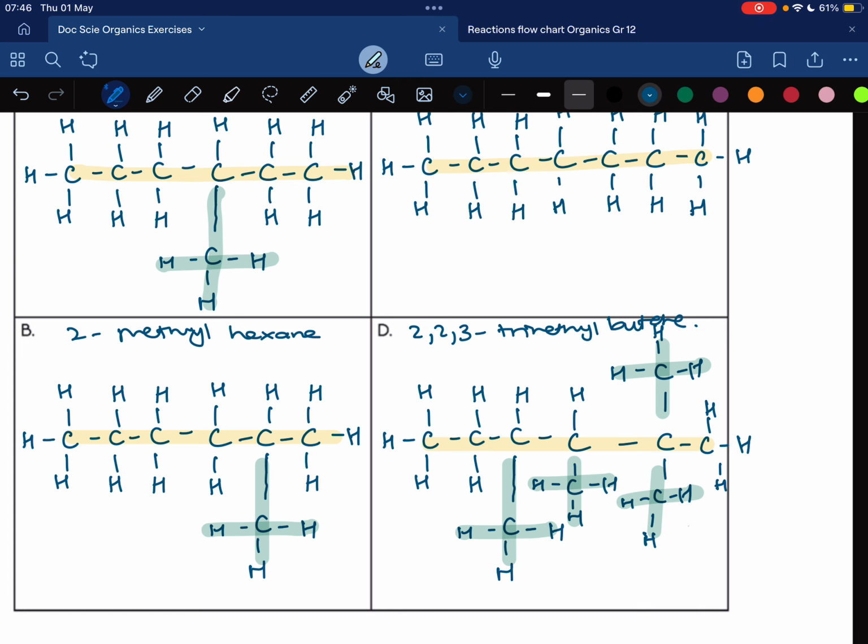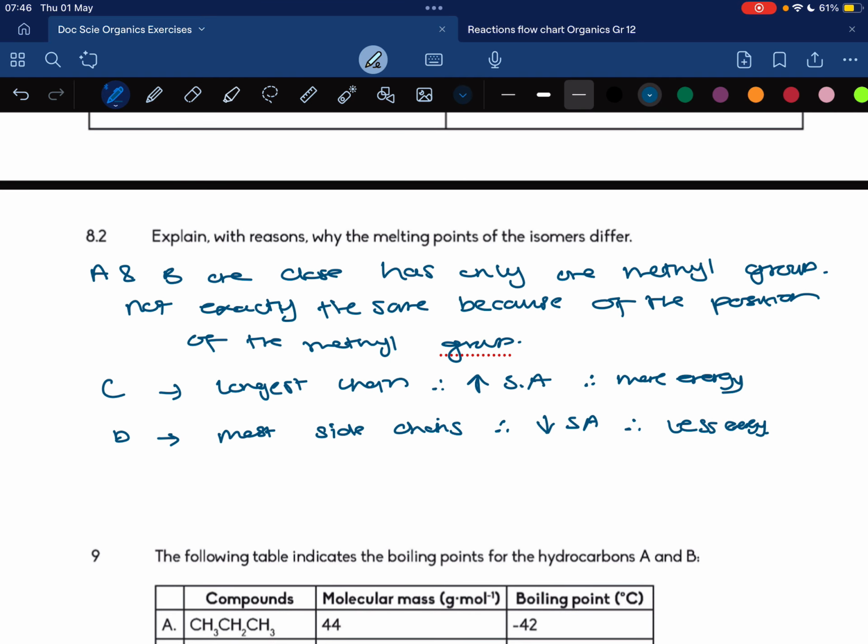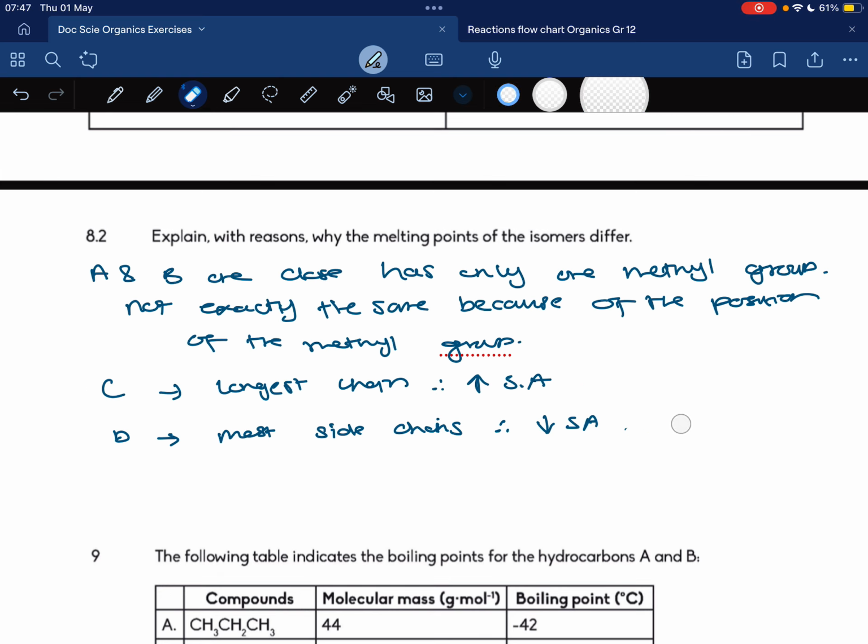And obviously it's the most compact, so it's the most packed in terms of the crystal lattice. So just be careful here, because obviously we're talking about melting points, so it is slightly different. So C, despite having the longest chain and the biggest molecule for surface area, will need more energy to overcome and has a higher melting point than both A and B that are branched.